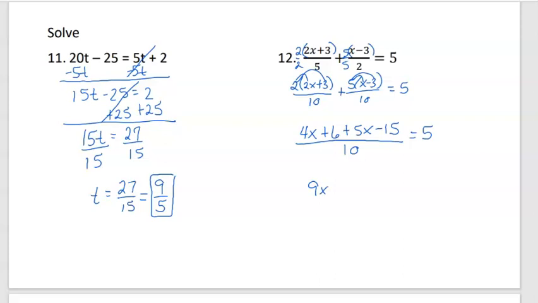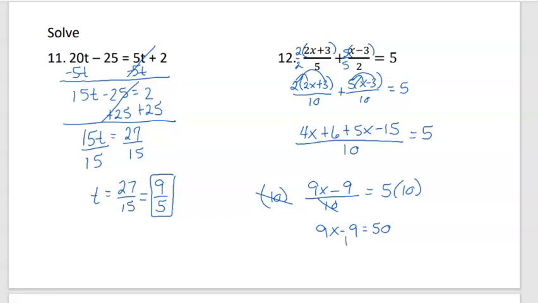6 minus 15 gives me negative 9, and it's still over 10, and it equals 5. I'm going to multiply by 10 on both sides to get rid of this 10 on the bottom. This 10 and this 10 cancel. I'm now left with 9x minus 9 equals the product of 5 and 10, which is 50.